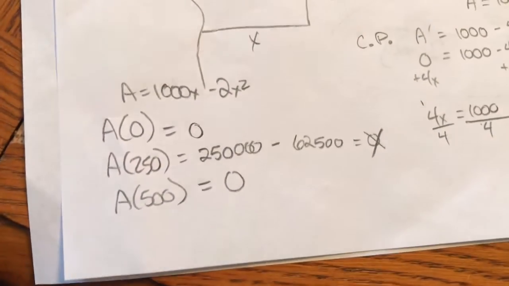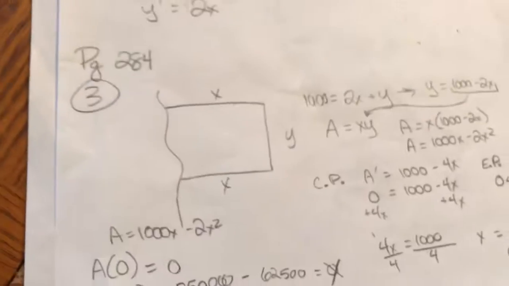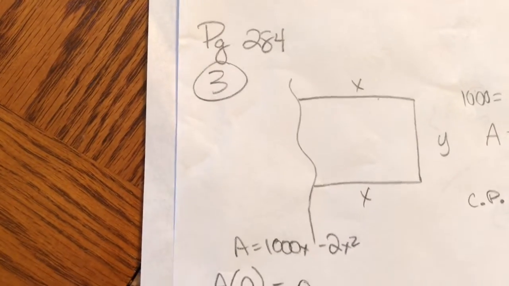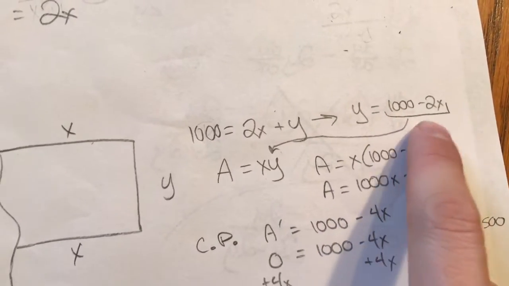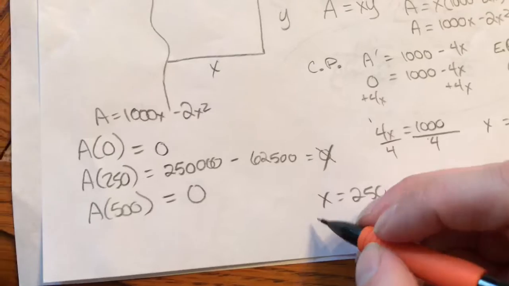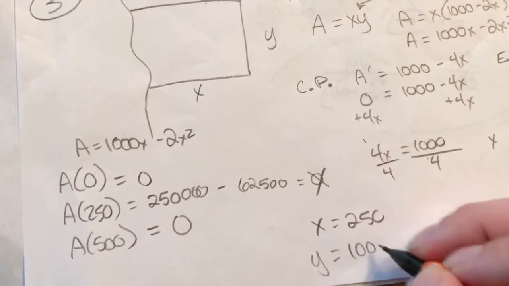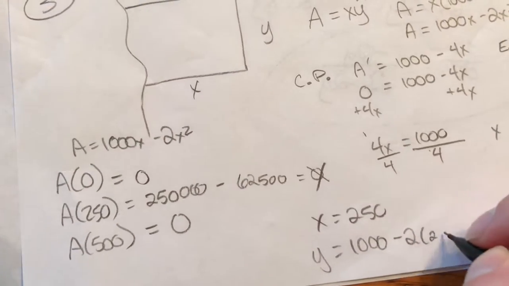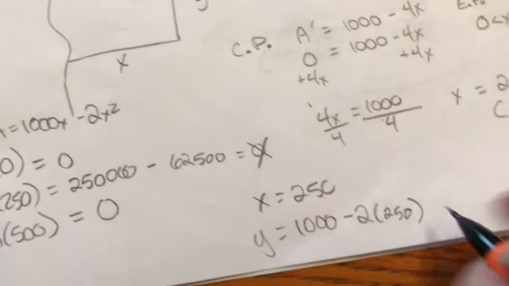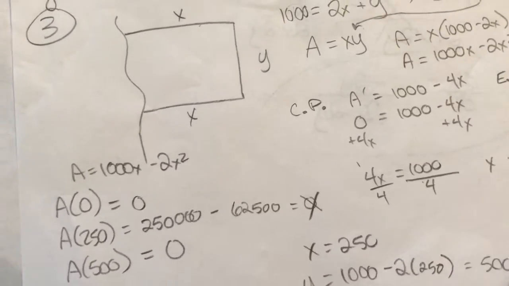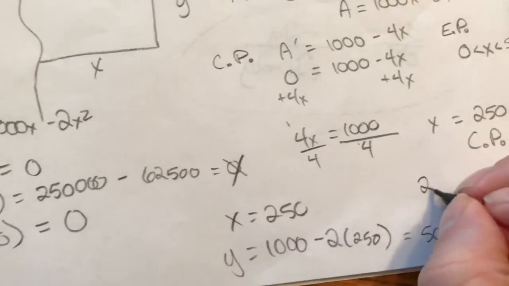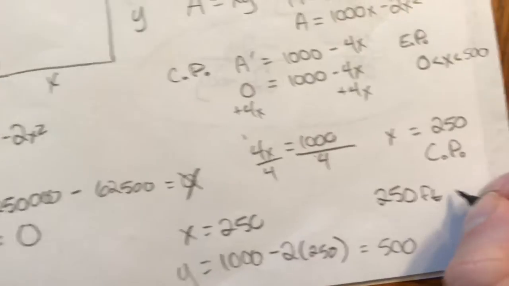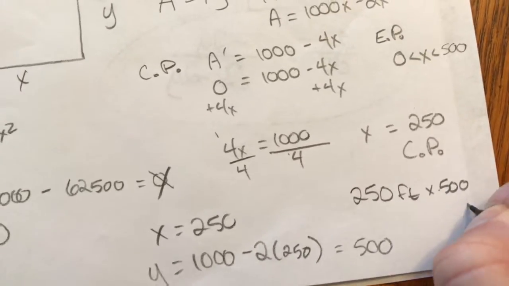Okay, so if x is 250, that's my maximum. Y can be found by doing 1,000 minus 2x, or y is 1,000 minus 2 times 250, which ends up being 500. So the maximum area in this problem is 250 feet by 500 feet.